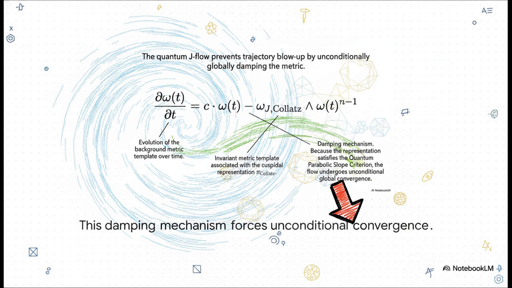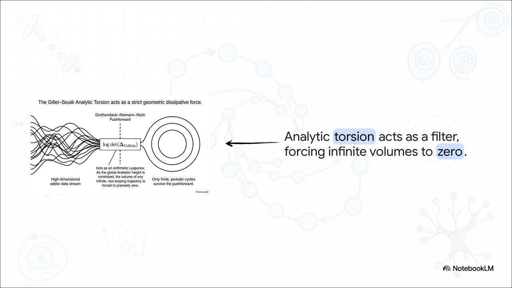Because our transfer operator's representation is proven to be cuspidal, meaning it satisfies the quantum parabolic slope criterion, the invariant metric template undergoes unconditional global convergence. It acts as an absolute, unstoppable damping mechanism that evolves the background metric template over time into a perfectly smooth critical state. And the physical consequence of that damping is profound.